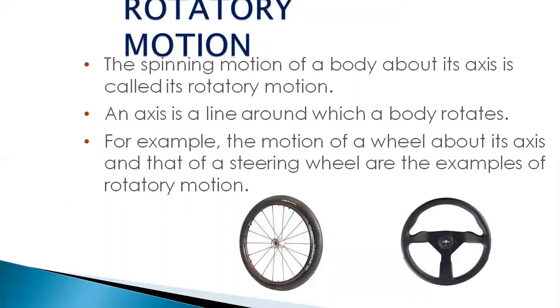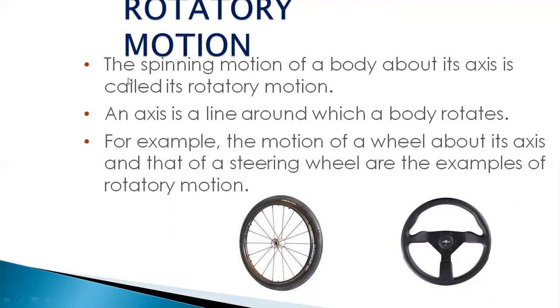So next one is rotatory motion. When a body moves about a fixed axis without changing its position, the body is said to have rotatory motion. For example, you can consider your fan. It moves about a fixed axis. The fixed axis is the line which is at the center. That is the fixed axis about which the fan rotates. So that type of motion is known as rotatory motion.